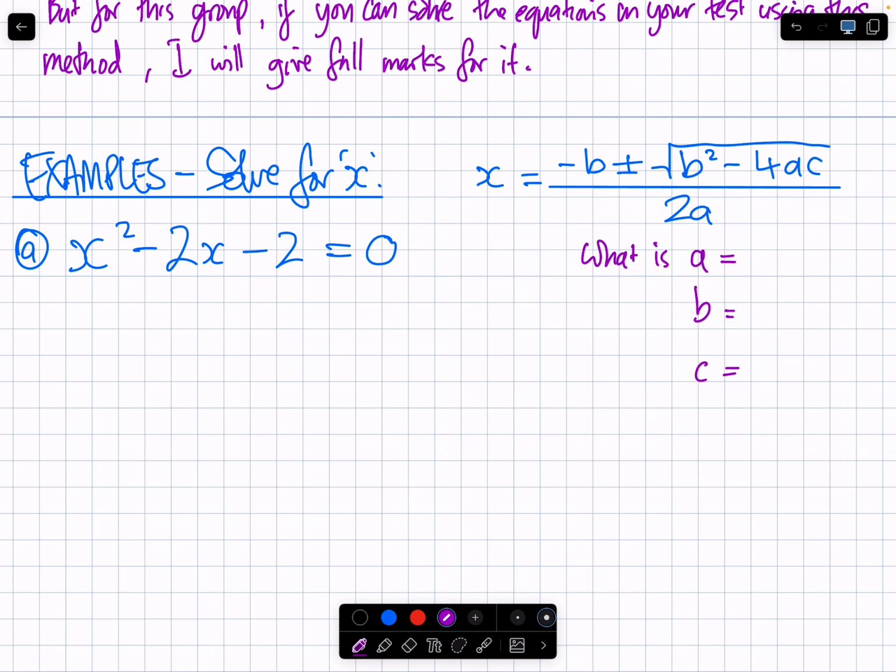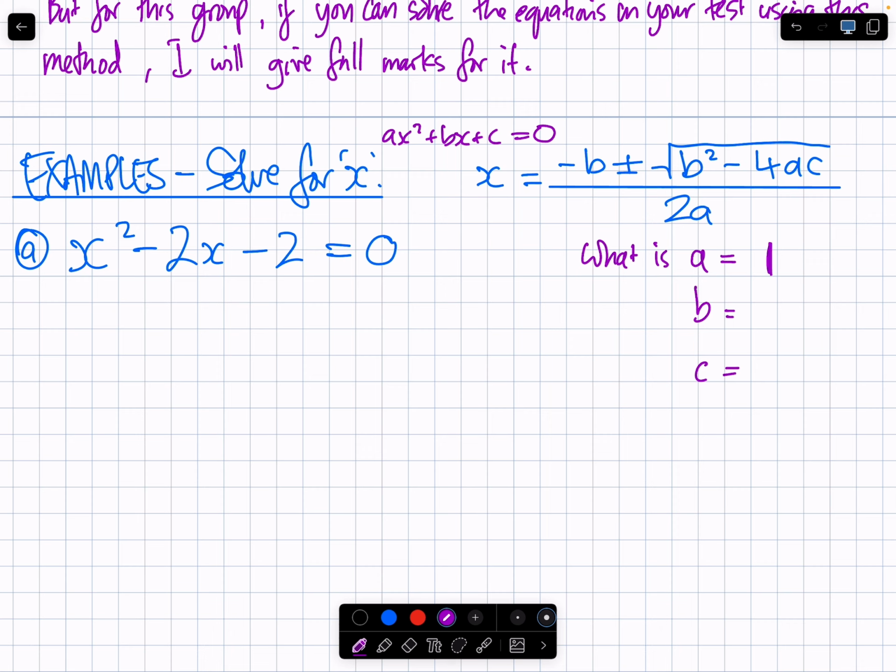This is written in ax squared plus bx plus c form. I'll write it up here as well: ax squared plus bx plus c equals 0. What is a in this? What number is in front of x squared? There is a number in front of x squared, but I don't write it. 1. Well done. Some people say 0. But if it was 0, what's anything times by 0? 0. That wouldn't exist anymore. So a is 1.